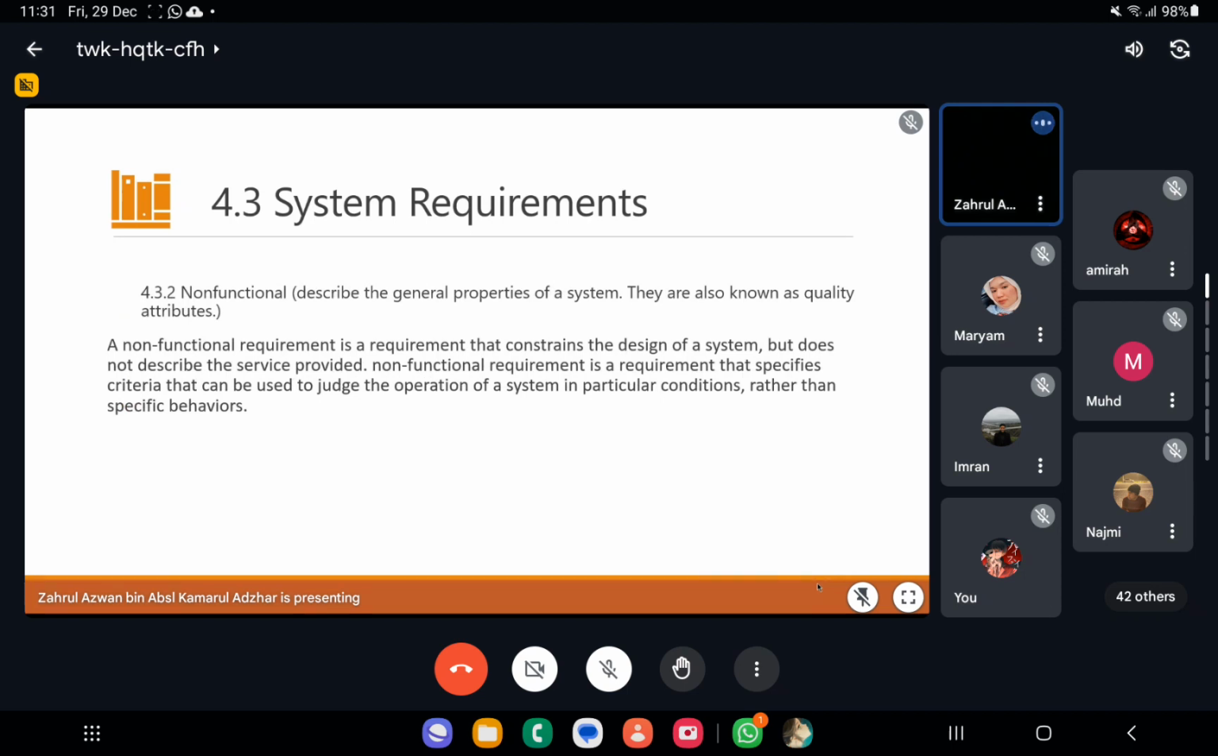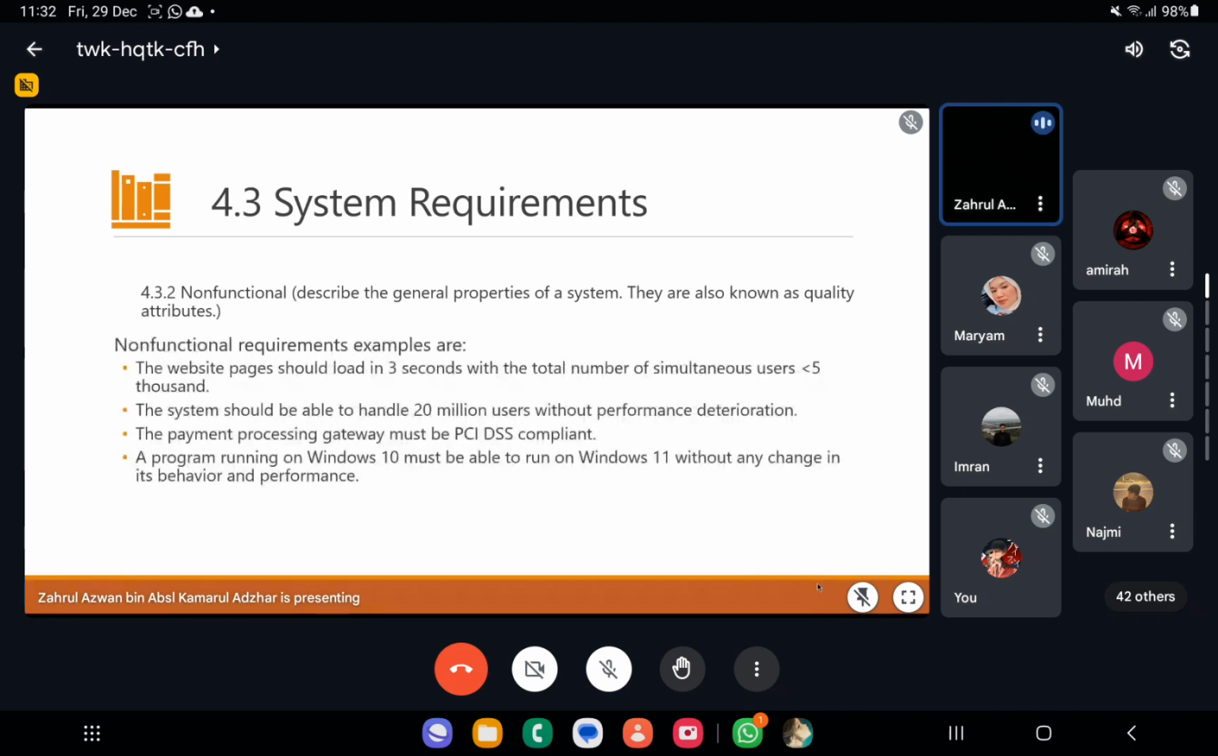non-functional requirements describe the general properties of the system. They also have the quality attributes. A non-functional requirement is a requirement that constrains the design of the system but does not describe the service provided. It specifies criteria that can be used to judge the operation of systems in particular conditions rather than specific behavior. Okay, these are some examples.